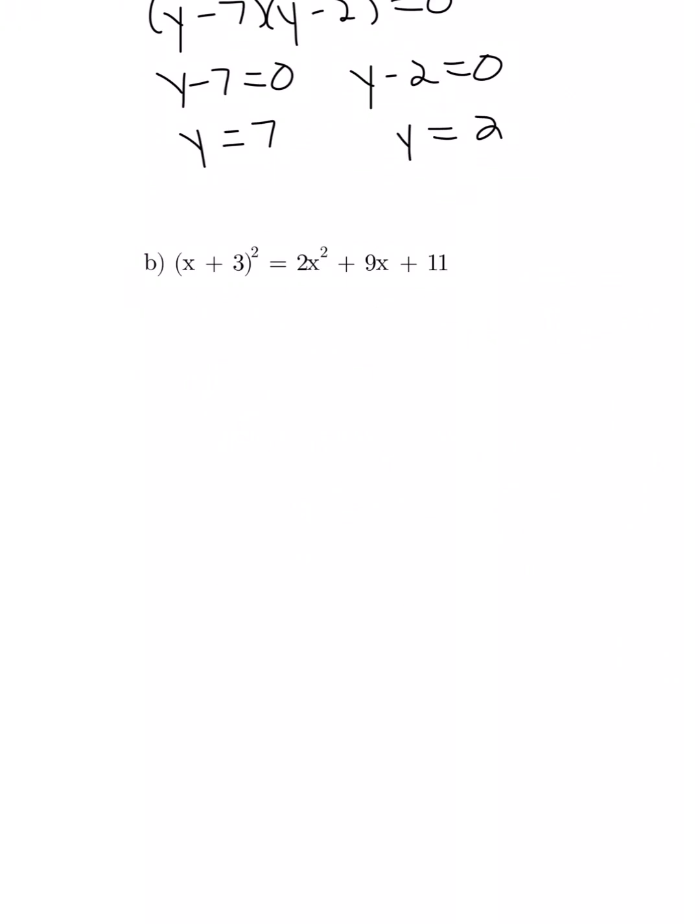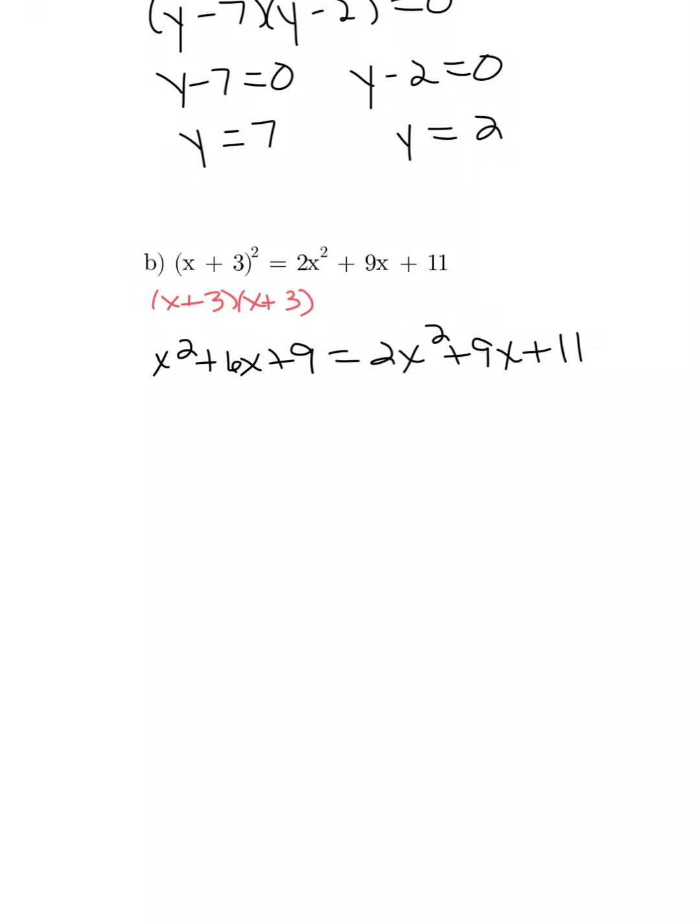Our next example is very similar, but what we need to FOIL is on the left side this time. Remember that we need to do x plus 3 times x plus 3 since it's the quantity squared. Doing that FOIL will give us x squared plus 6x plus 9, and the right side is going to stay unchanged as 2x squared plus 9x plus 11.